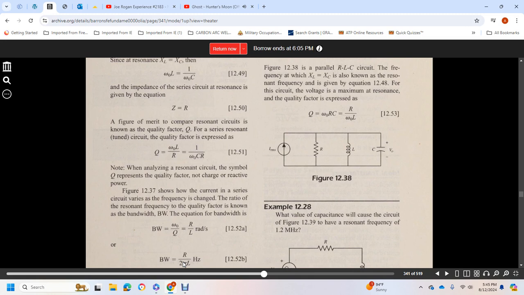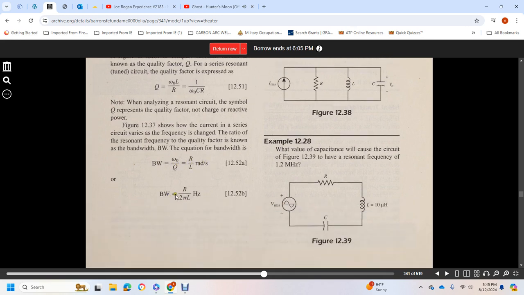Figure 12-37 shows the current in the series circuit as a function of the frequency. The ratio of the resonant frequency to the quality factor is known as the bandwidth. The bandwidth in radians per second equals omega zero over Q, which equals the resistance over the inductance. In hertz, the bandwidth is equal to the resistance over 2 times pi times the inductance.